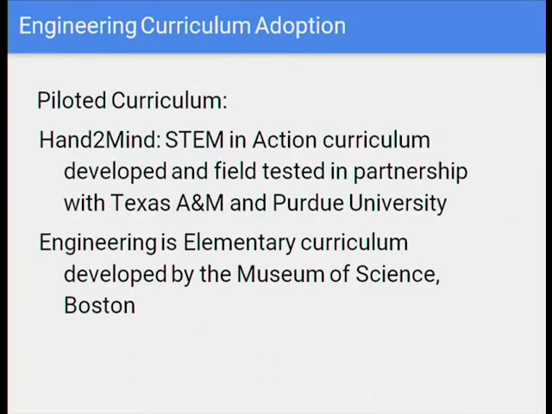So this year we piloted 2 different engineering curricula. One is Hand to Mine, which is developed and field tested in partnership with Texas A&M University and Purdue University, and is currently used in District 69. The other is Engineering is Elementary, which is developed by the Museum of Science in Boston, and we've had experience using this curriculum within District 65 in the past. Some teachers at Rice currently use it, as well as our newcomers over the summer, who used a portion of the Engineering is Elementary curriculum and had a really good experience with that. So those were the 2 that we chose to pilot this year.